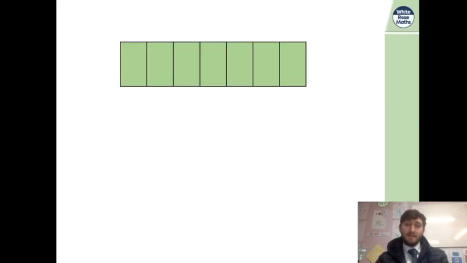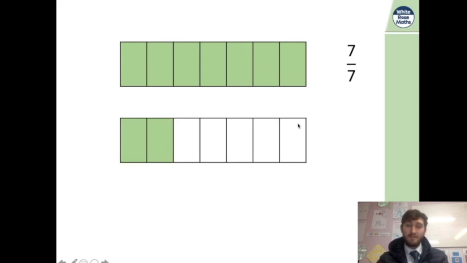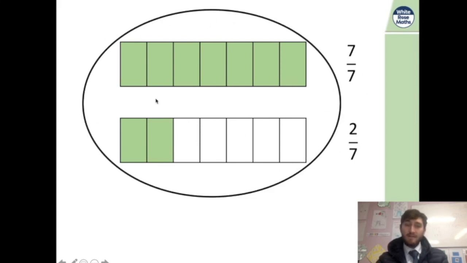Okay then, so let's have a look at some fractions that are greater than 1, how we represent them. So here I have got my shape, and I am split up into sevenths, and all of it is shaded in, so that is 7 sevenths. Underneath, I've got the same shape, but I've only got 2 shaded in, so I've got 2 sevenths. If I wanted to represent this as a whole, I would need to count up how many shaded I've got, so I've got 7 sevenths, add 2 sevenths, so I would have 9 sevenths altogether.